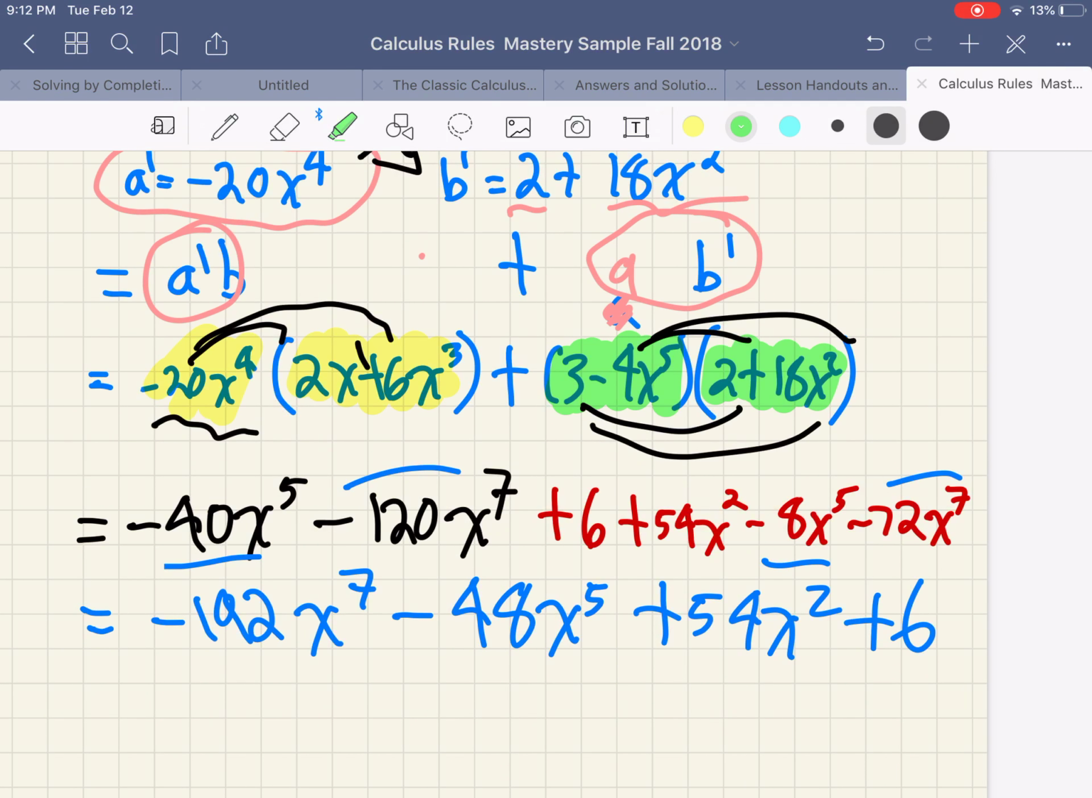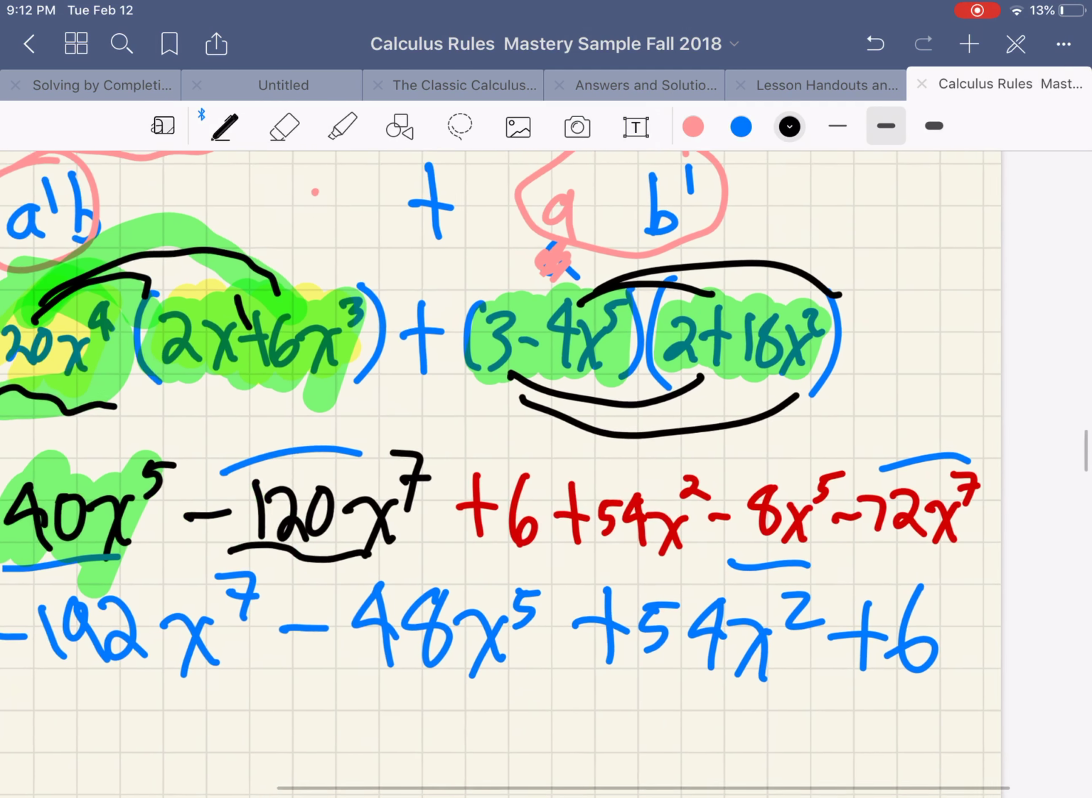The first one is a grade 9 expansion, where I'm multiplying a monomial, a single term, by a binomial. So negative 20x to the 4th times 2x to the 1, negative 40x to the 5th. And then the second one is going to be negative 20x to the 4th multiplied by 6x cubed. Okay, and so the 6 times the negative 20 is negative 120. And I add the exponents, x to the 4th times x cubed, and I have my result of negative 120x to the 7th.